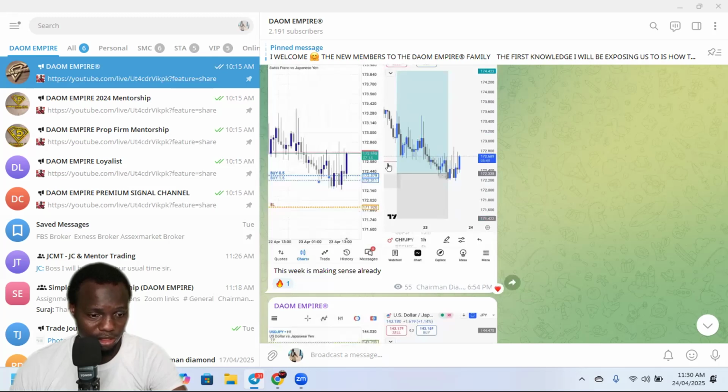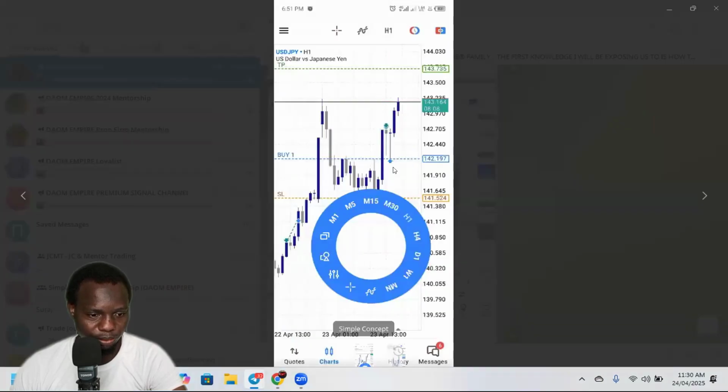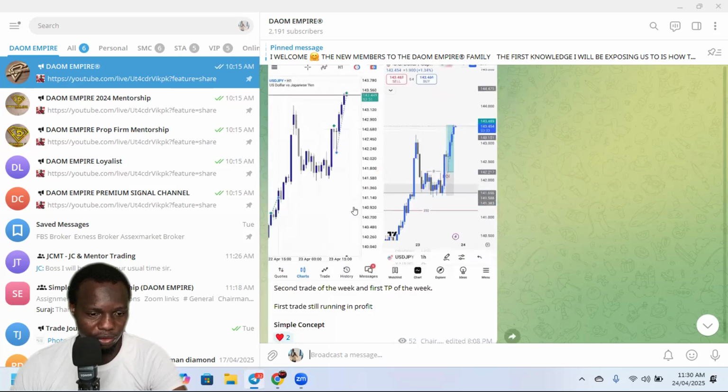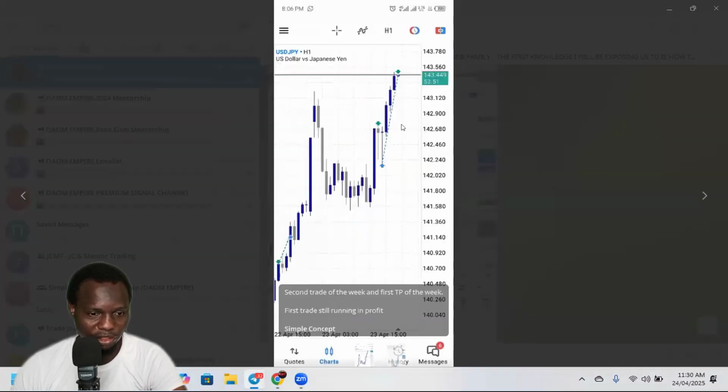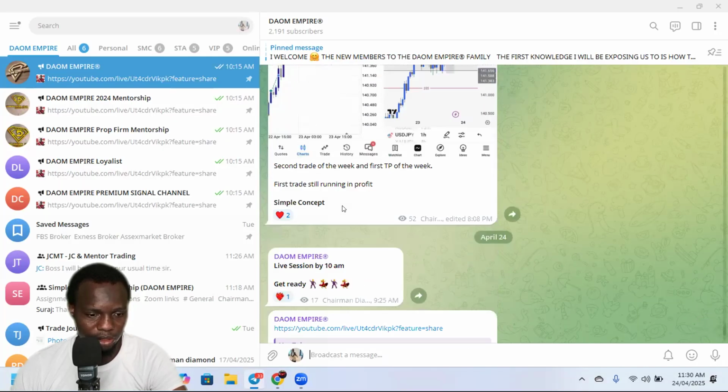This was the second trade. This trade is still running. I'm still going to show you. And this was when the trade is moving seriously in profit. You can see it, and you can also see it on my TradingView right here. And when the trade eventually smashed my TP, you guys can see it right about here.